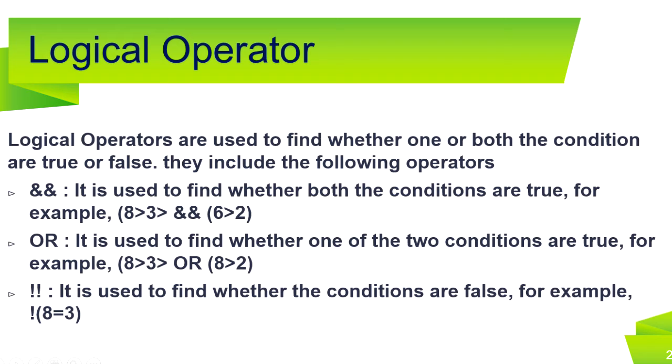Second one is the OR operator. It is used to find whether one of the two conditions is true. For example, 8 is greater than 3 or 8 is greater than 2. The last one is the NOT operator. It is used to find whether the condition is false. For example, not 8 is equal to 3.